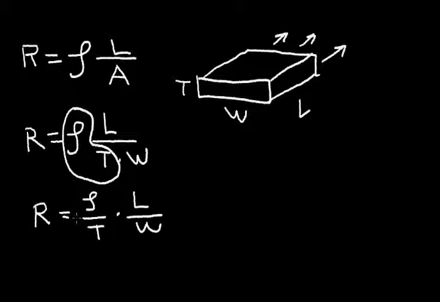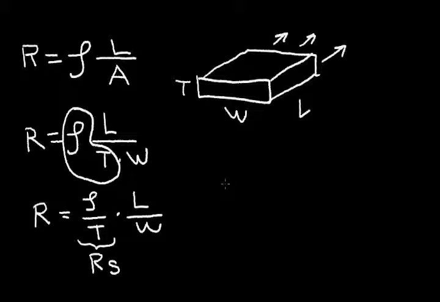This term here, the resistivity divided by the thickness of the material, is called the sheet resistance. And I'll call that R sub S. Now this next term, the L divided by W, is the number of squares that the material has.